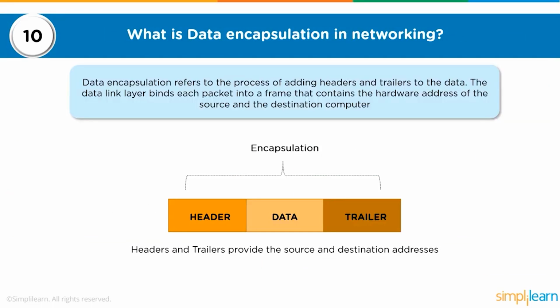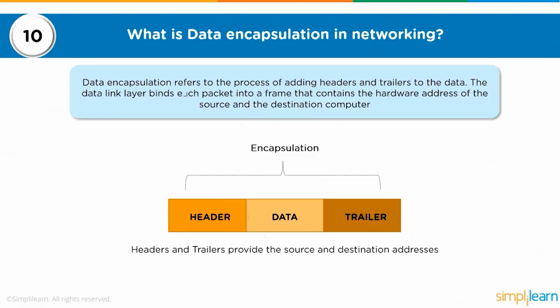Then the last question for the networking section: what is data encapsulation in networking? Data encapsulation refers to the process of adding headers and trailers to the data. The data link layer binds each packet into a frame that contains the hardware address of the source and the destination computer. So in this example, when we are talking about data encapsulation, we have talked about how data that has been created by the application layer would have a header and a trailer that will give the various information of where that data needs to be sent.